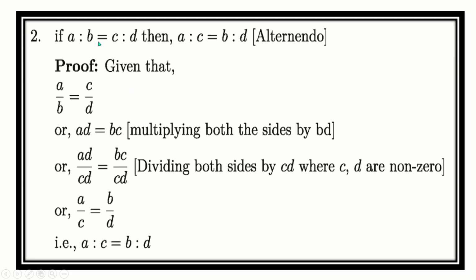Number 2: if A is to B equal to C is to D, then we can write A is to C equal to B is to D. This is alternando. The proof is this. This is the given condition; cross multiplication; divide both sides by CD. As a result, we will get A by C equal to B by D. That is A is to C equal to B is to D. That means this and this are the same.